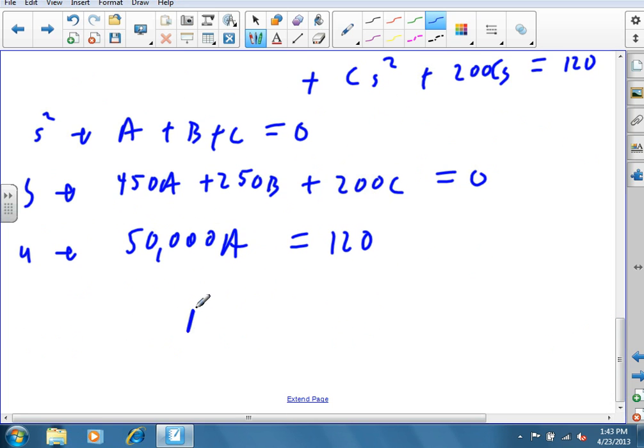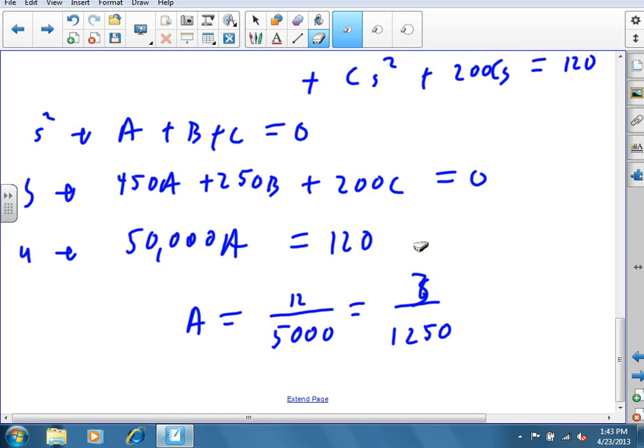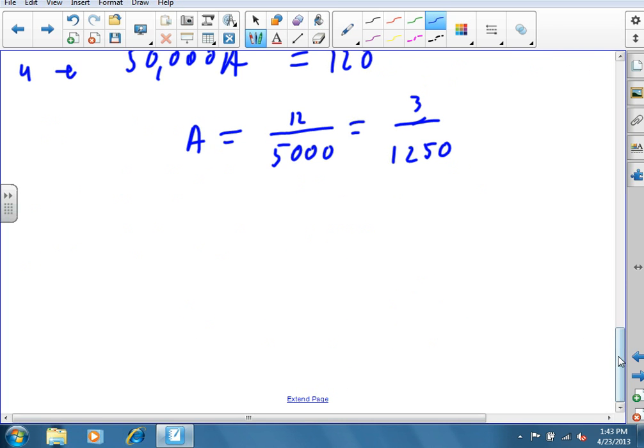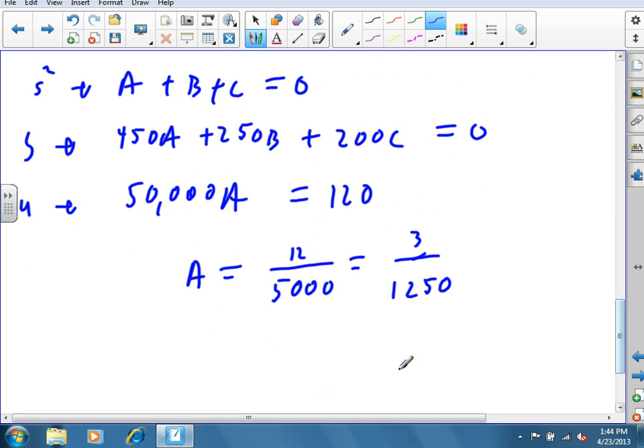Well, that seems like A should be 12 over 5,000. They're both even. 6 over, well, I should be able to go 4, right? 3 over 125. Yeah, so that should be what A is. 3 over that. Okay, well, that being the case, now I have two equations, two unknowns.